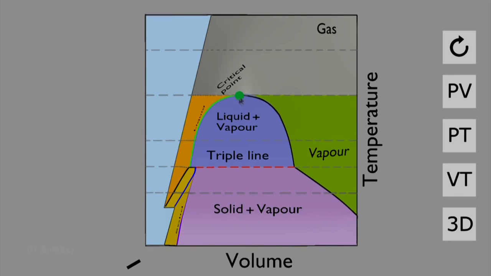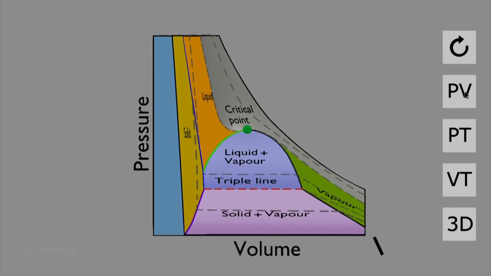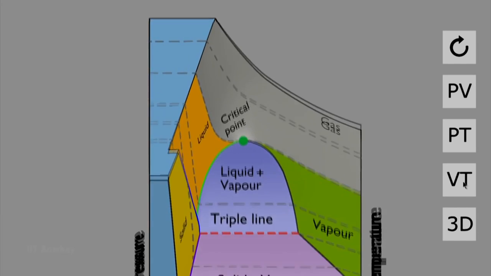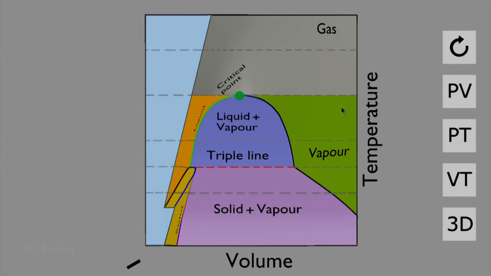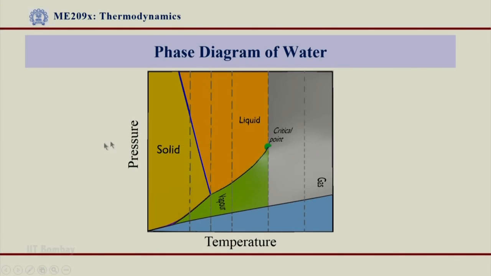What you also notice is that above the critical pressure and critical temperature, what you have is the existence of gas. This can again be seen from the PV diagram. Above this, what you have is the existence of gas. Below that, what you have is a vapor. I think the VT diagram is better. Below the critical point, what you see is vapor, and above the critical point, what you see is the presence of gas. We will refer mostly to the pressure and temperature diagram, and sometimes the pressure and volume diagram also.